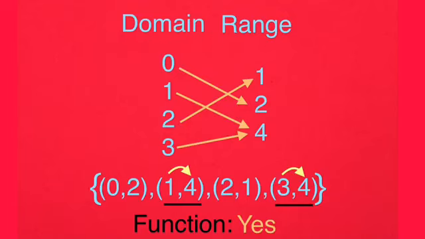Is this a function? It is, because you can have the same range value for two different domain values. Remember, it's possible to get the same soda by hitting two different buttons on a soda machine.